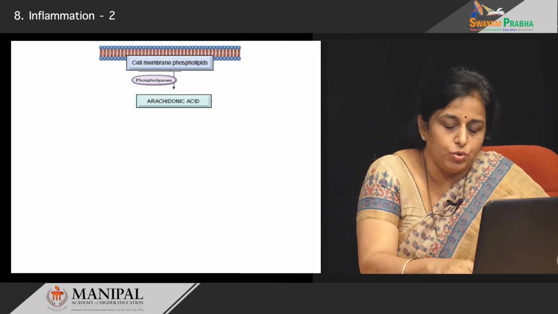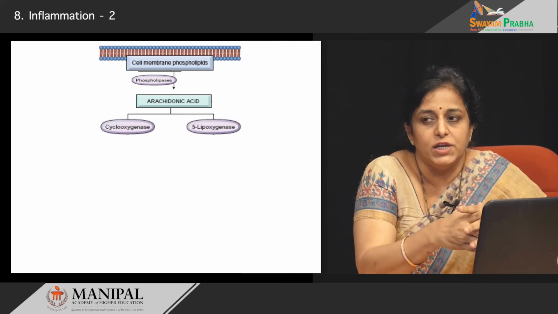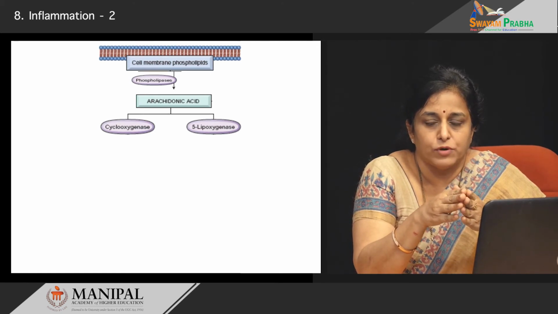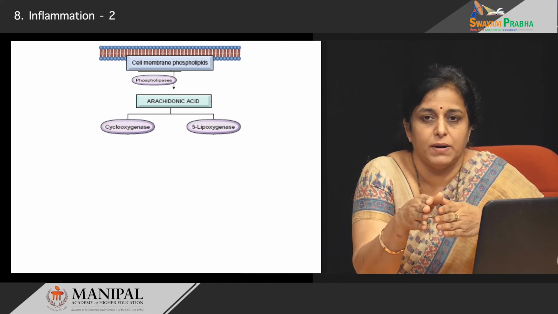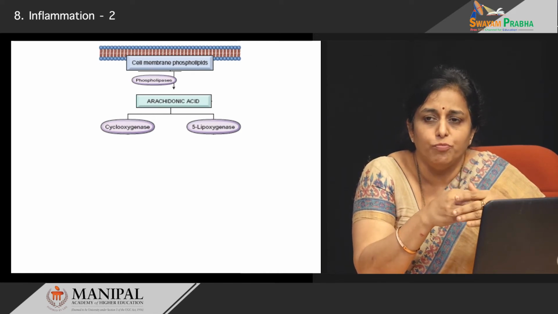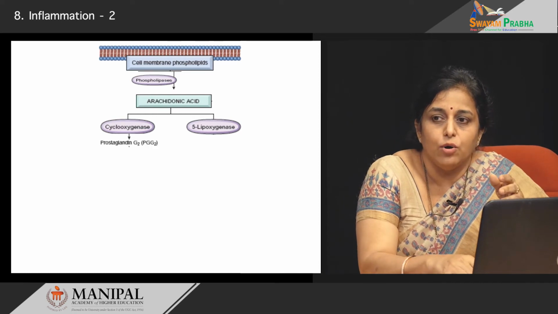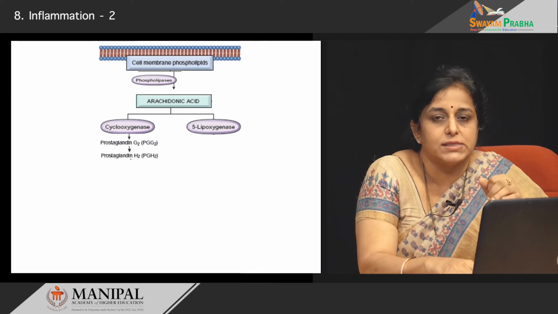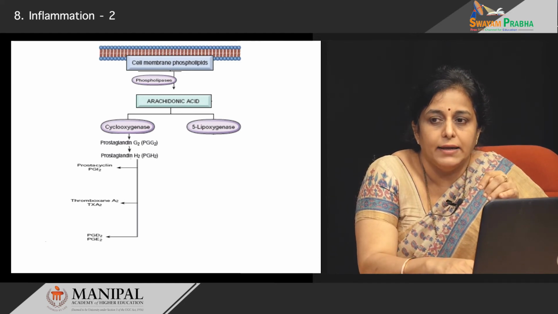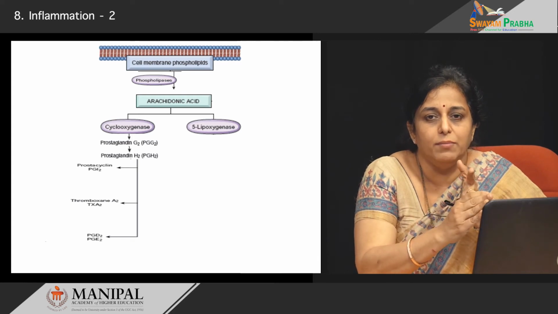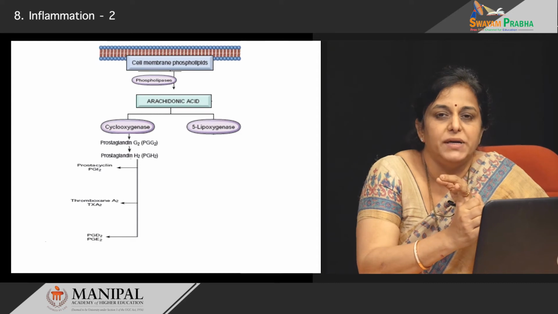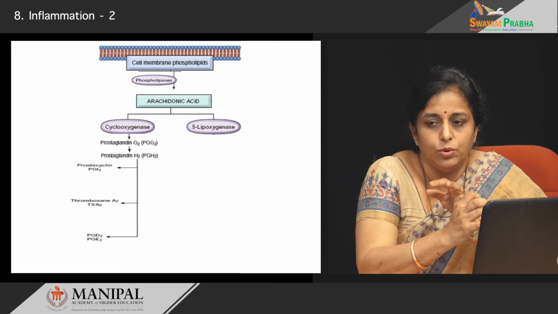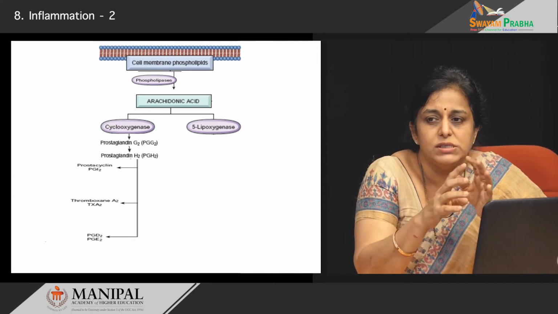So, arachidonic acid is metabolized through two pathways, that is the cyclooxygenase pathway and the lipoxygenase pathway. Remember L for lipoxygenase: leukotrienes are formed from the lipoxygenase pathway, whereas the cyclooxygenase pathway gives rise to prostaglandins. Through the cyclooxygenase pathway, you have the generation of prostaglandin G2, which gets converted to prostaglandin H2, and then it gives rise to further potent chemical mediators, which are prostacyclin or PGI2, thromboxane A2 or TXA2, and PGD2 and PGE2.